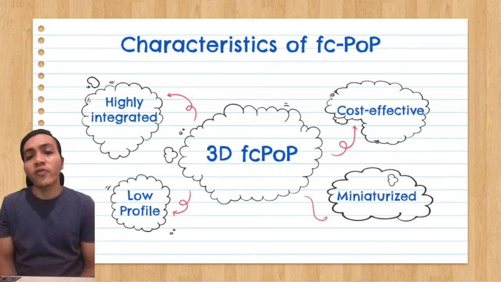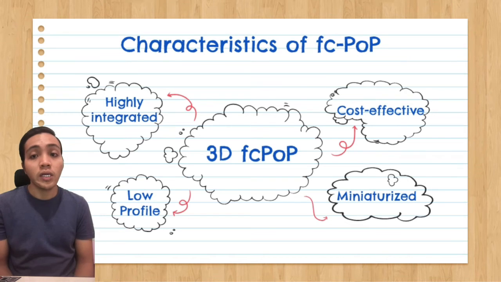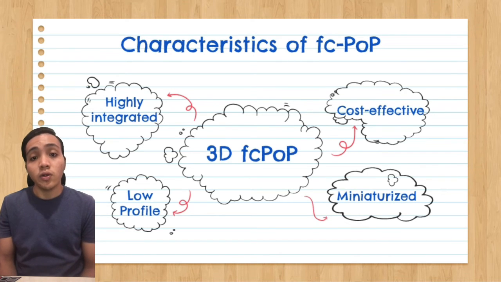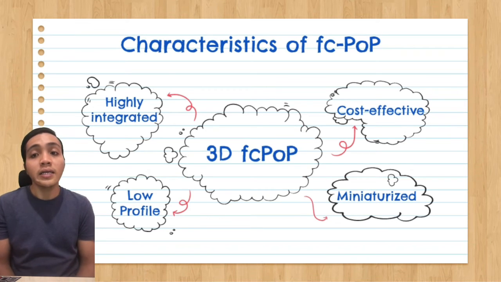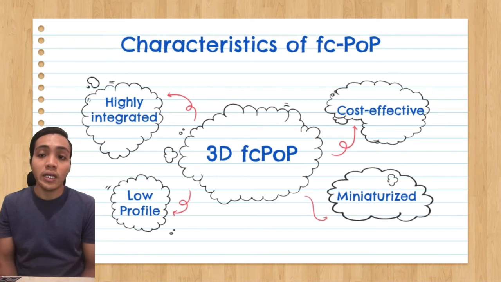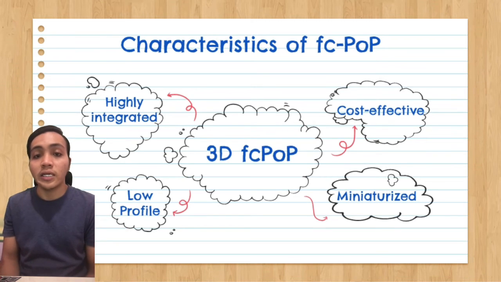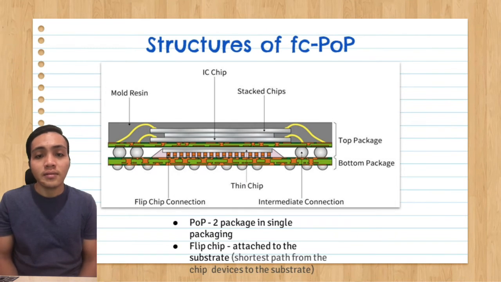Okay, now let's move on to the characteristics of FC PoP, or the technology of 3D FC PoP. The first characteristic is highly integrated, second low profile, third cost effective, and the last one is miniaturized. These four characteristics are the benefits for chip packaging. Then this is the structure of FC PoP.